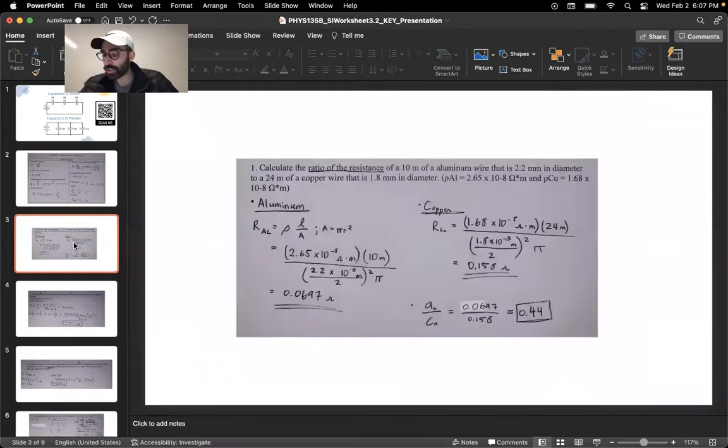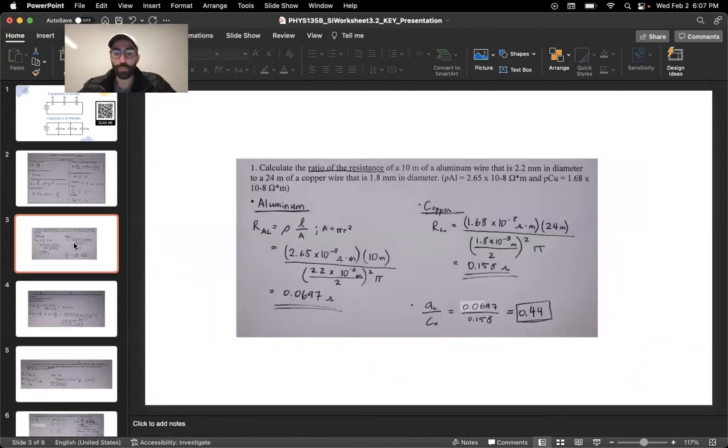So let's hit this first question. This one's pretty easy. We're just going to be working with these equations where it's resistance of a wire with a cross-sectional area. So let me first talk about the question. Here we're calculating a ratio of resistance of 10 meters of aluminum wire that has a 2.2 millimeter diameter to a 24 meter copper wire that has a 1.8 millimeter diameter, and they gave us resistivity values. I always mess up on that word. And they gave us that for aluminum and copper.